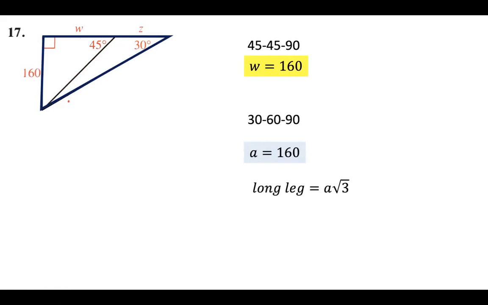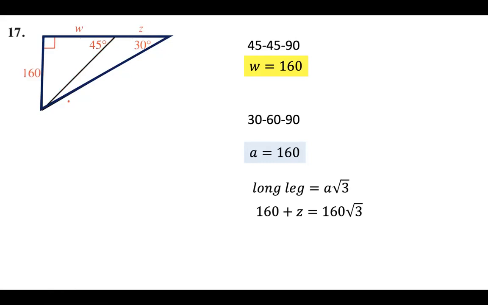But now look at the long leg there. It says W and Z. So that means W plus Z, right? W plus Z would be equal to A root 3. Now, A is 160 and W is 160. Therefore, I would get that equation right there: 160 plus Z, that's the entire long leg, W plus Z, and W is 160, is equal to A root 3, and A is 160, so 160 root 3.